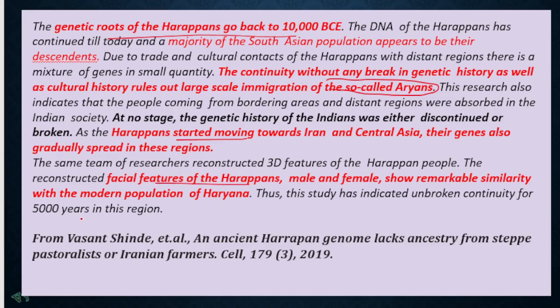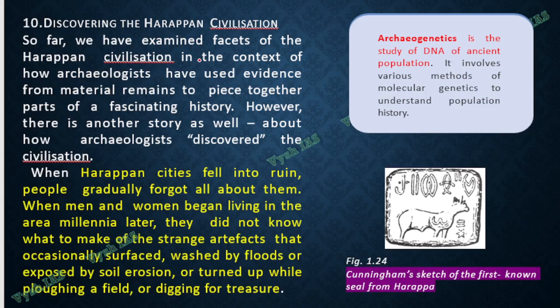That is up to 5,000, 10,000 years. You have an unbroken continuity of gene which transferred from person to person. That shows that large scale migration also did not happen, but something has happened which we are not able to figure out. Okay, so here one term is there, archaeogenetics is the study of DNA of ancient population.